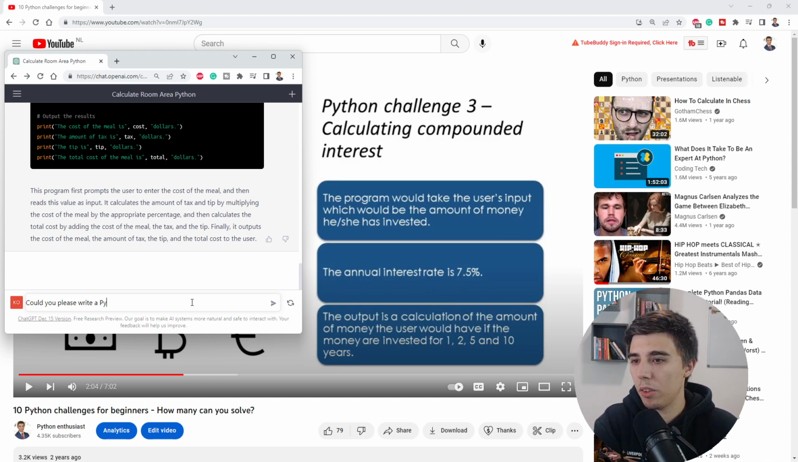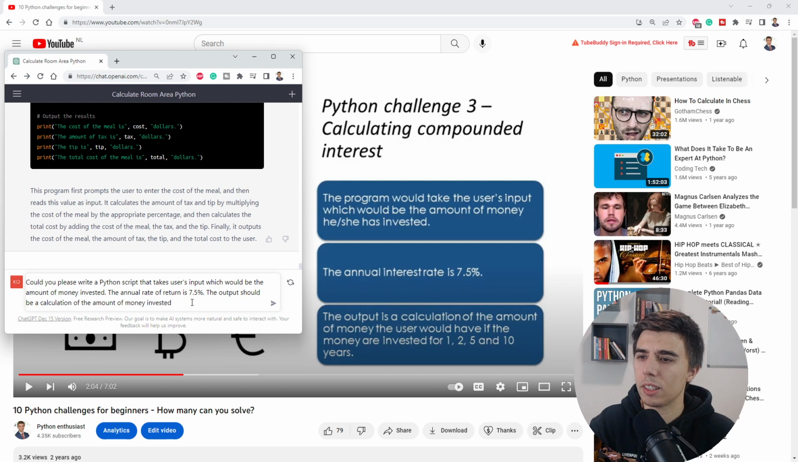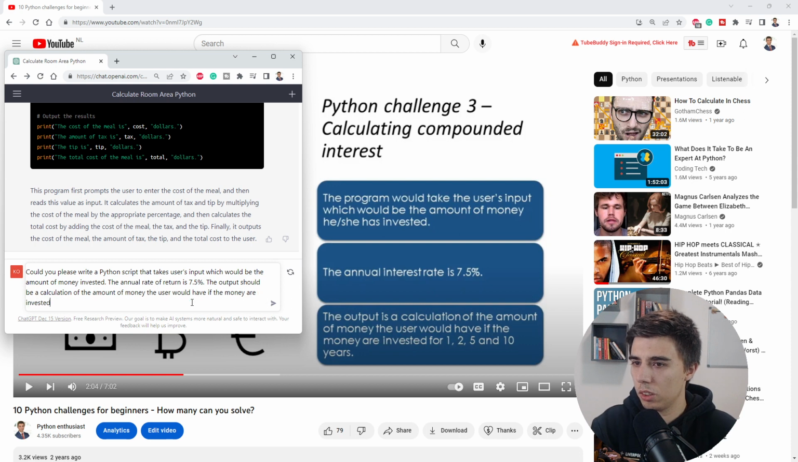Could you please write a Python script that takes user's input, which would be the amount of money invested, the annual interest rate, or let's say rate of return is 7.5%. The output should be a calculation of the amount of money invested. Maybe I'll keep the same original instructions. The amount of money the user would have if the money are invested. Money is invested.